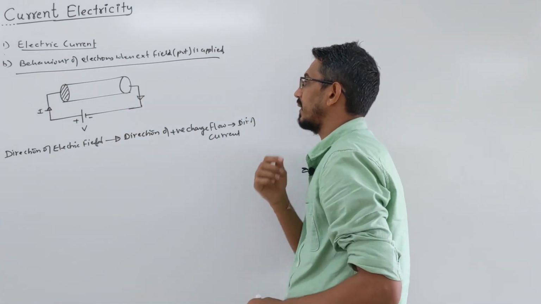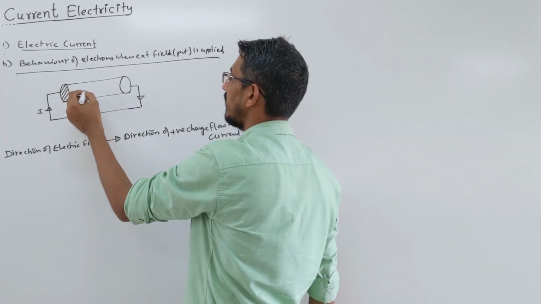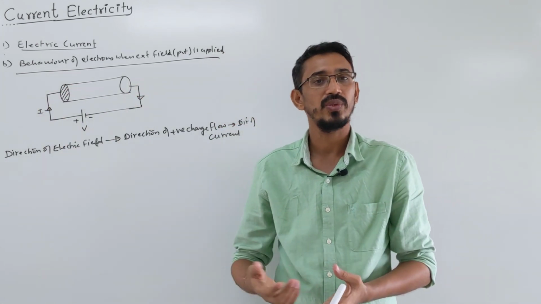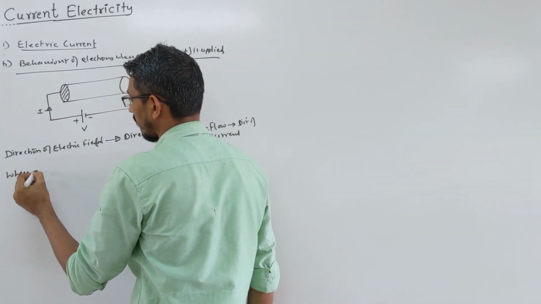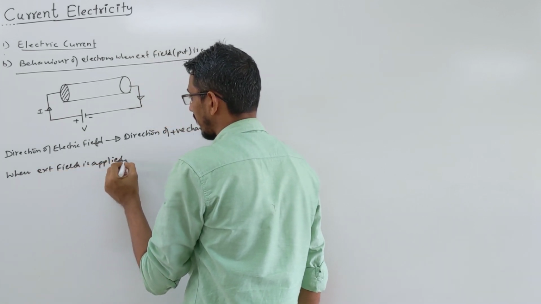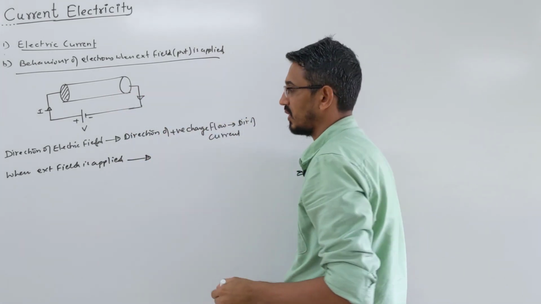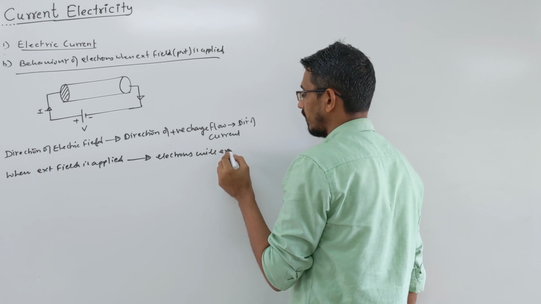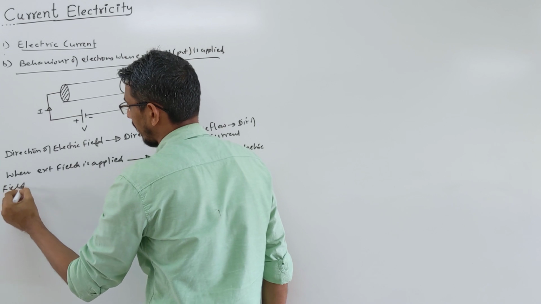Electric field. Now look here, the behavior of electrons when an external field is applied. Electrons were here randomly moving. Now what we did, we applied a field here. Applying a field means we applied a force on them. Which force? Electric force. So when an external field is applied, the electrons experience electric force.